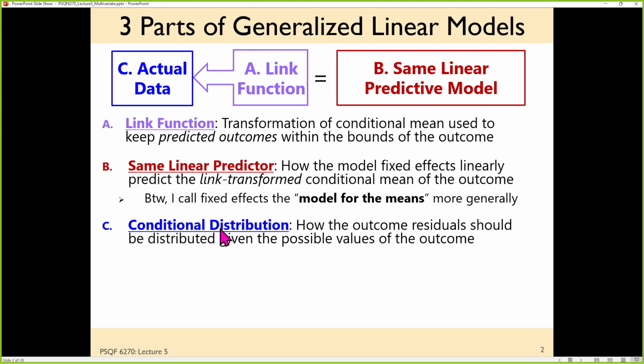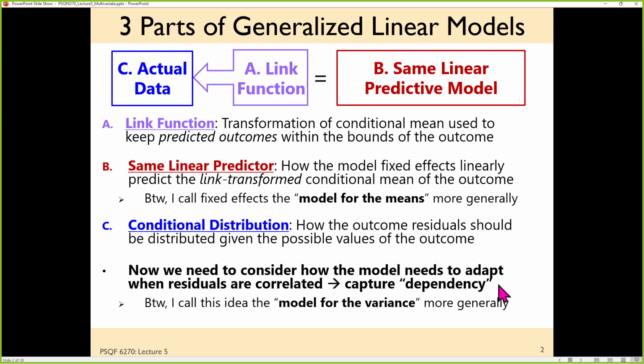The third part about it then is how the outcome residuals should be distributed given their possible values. The reason that in generalized linear models we work with normal is because those are outcomes that are supposed to be continuous. They're supposed to be symmetric and continuous such that a normal distribution is a good fit. But if that's not the case, then we have a whole bunch of choices, right? We've got binomials, Bernoullis, multinomials, beta binomials, Poissons, and all kinds of stuff.